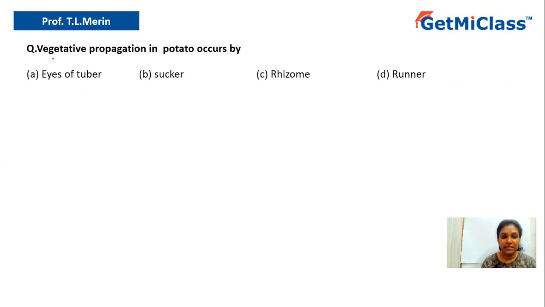Today we are going to solve this question which says vegetative propagation in potato occurs by. Option A is eyes of tuber, option B is sucker, option C is rhizome, and option D is runner. So let us try to understand the question. It says vegetative propagation in potato occurs by.